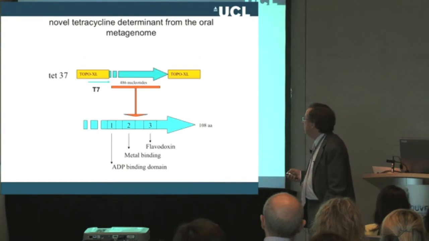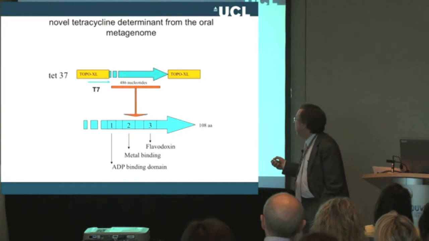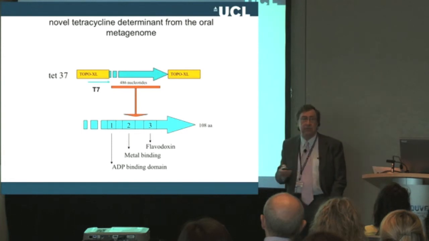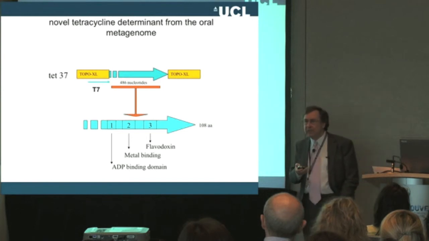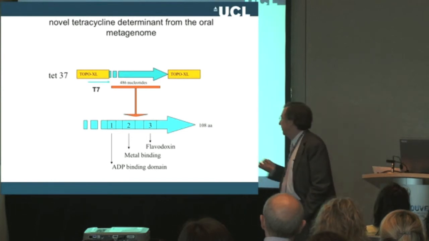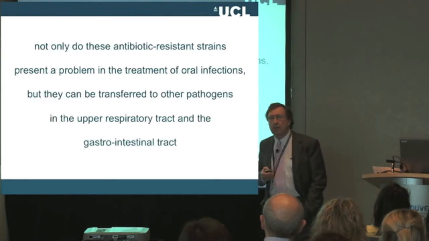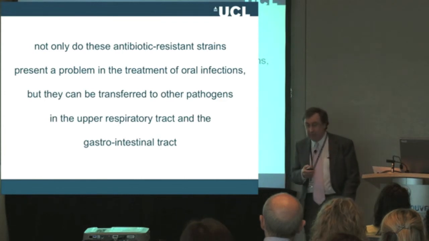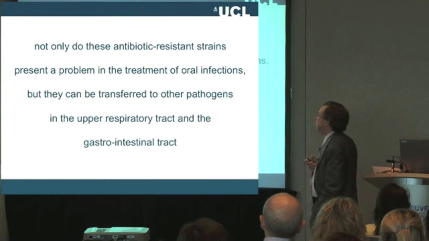This is the gene structure. It's got a flavodoxin sort of domain, a metal binding domain, an ADP binding domain, and a tetracycline inactivating domain. So this is a new tetracycline determinant. So quite a scientific achievement, but utterly depressing, of course, because there's another tetracycline resistance gene which you never knew existed. So this metagenomic approach is very, very important for identifying not only antibiotic resistance genes, but new functionalities amongst the oral microbiota.